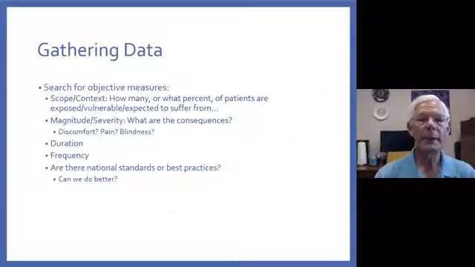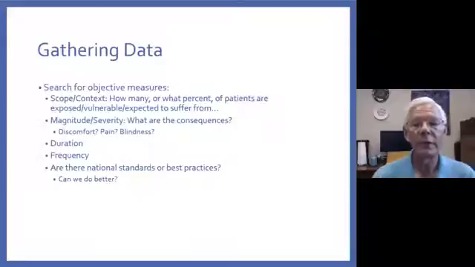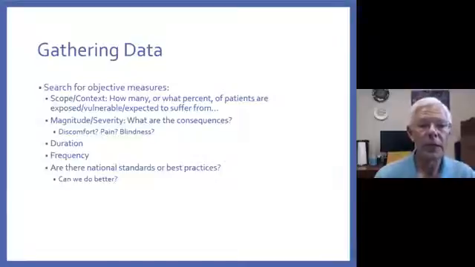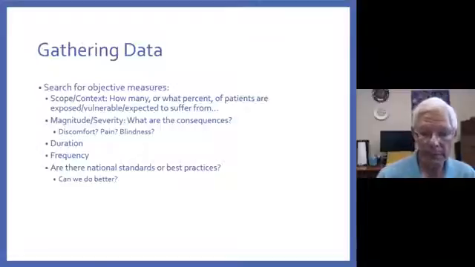In terms of gathering data, you want to search for objective measures and attend to scope and context. So the concerns you have is how many or what percent of patients, clients, consumers are exposed, vulnerable, or expected to suffer from. The magnitude and the severity. What are the consequences? The level of discomfort, the level of pain, the level of blindness, and I mean this metaphorically. Duration, frequency? Are there national standards or best practices? Can we do better? And then if we decide we can, how can we do better?